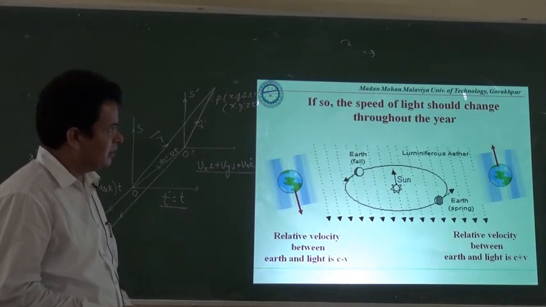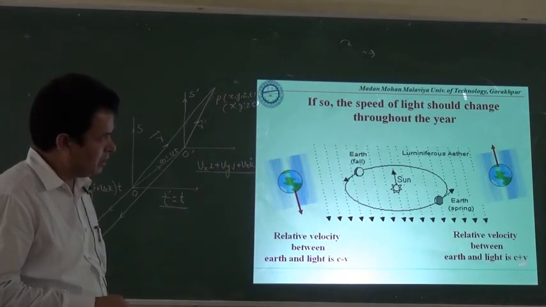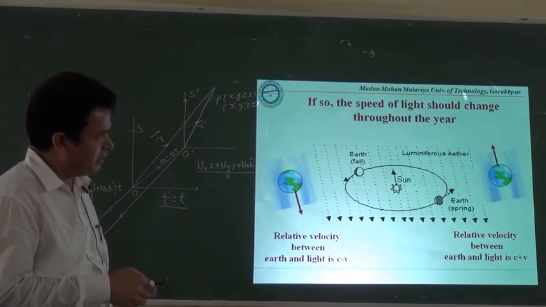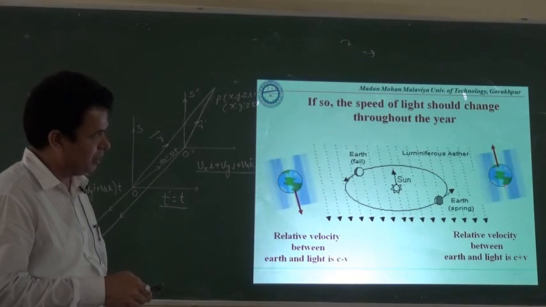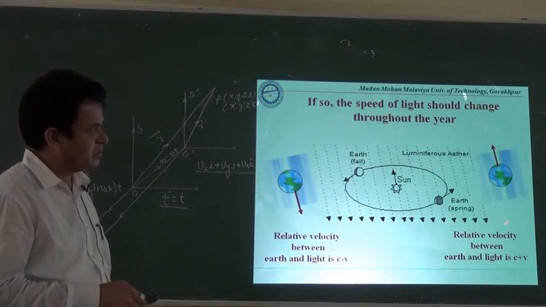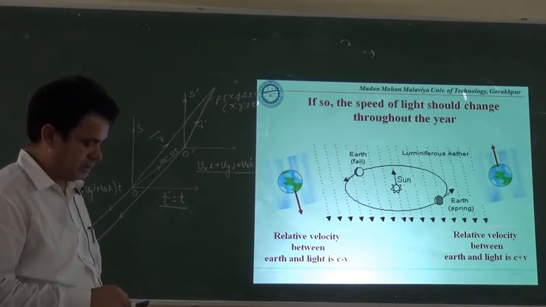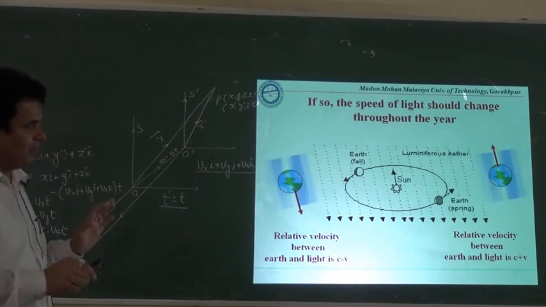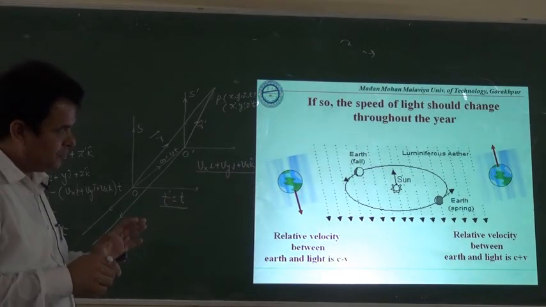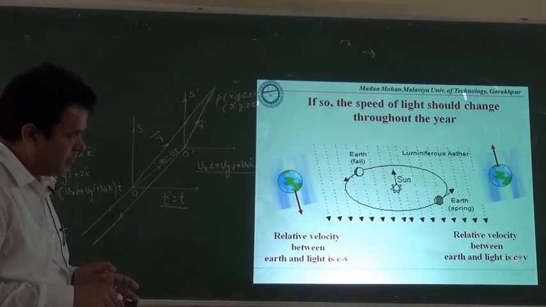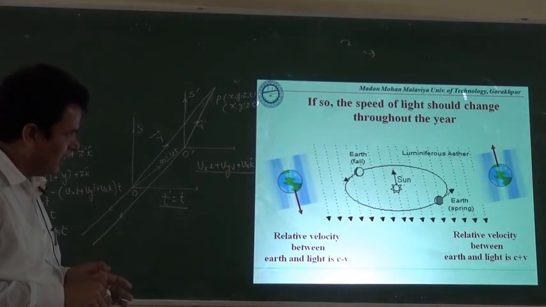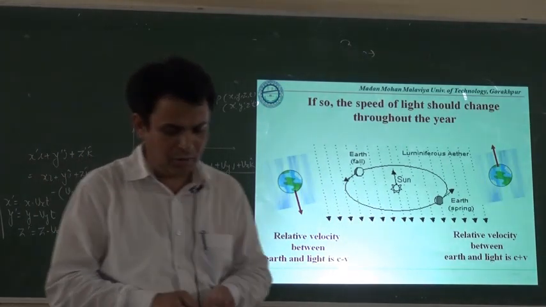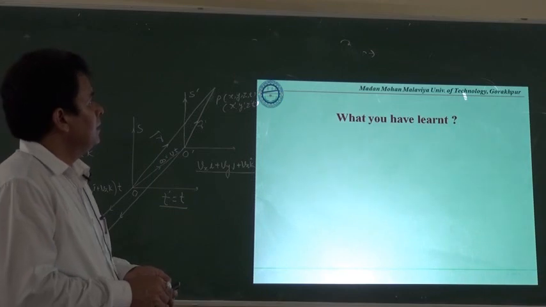And if we take another situation, where the Earth moves in the opposite direction, then the relative motion between C and V will be C plus V in one case and C minus V in the other. This is also a big problem, because if scientists were considering C plus V and C minus V, then Maxwell's laws were in trouble at that time.